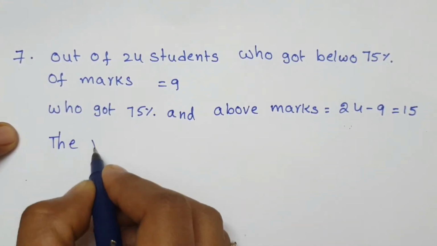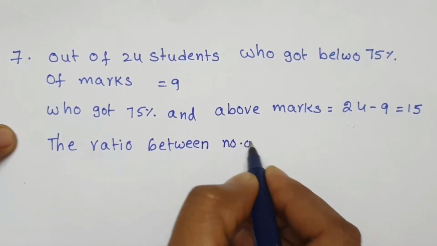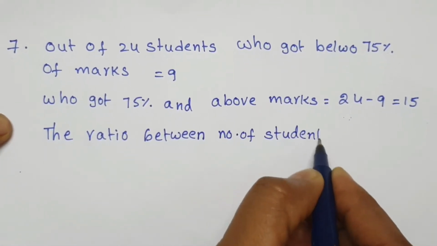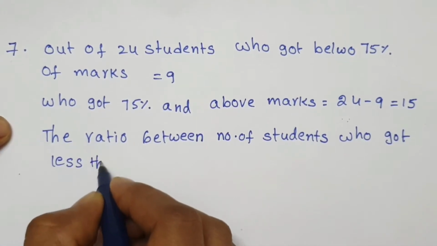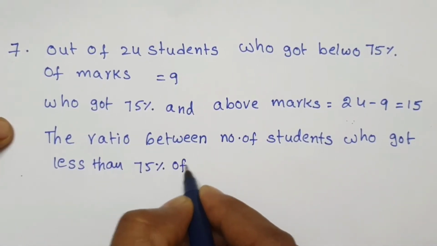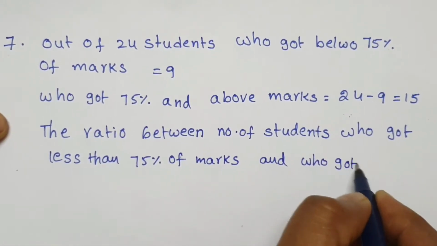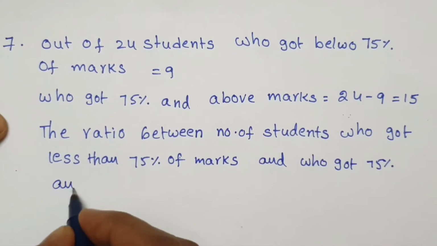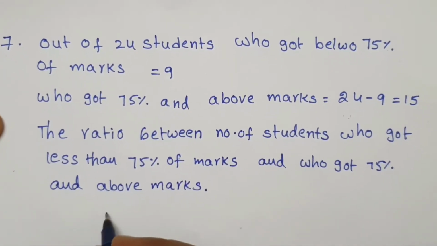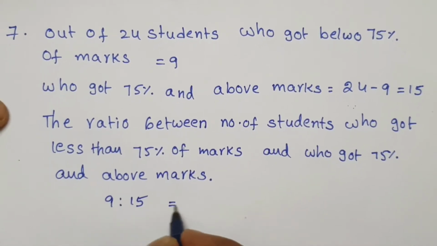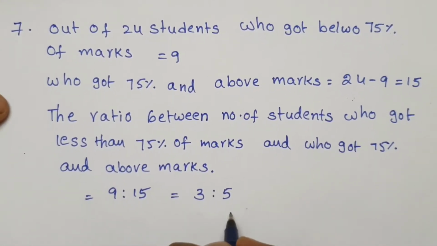Now the ratio between the number of students who got less than 75% of marks and who got 75% and above marks means totally 9:15. 9:15, here 3 table cancellation, 3 3s, 3 5s, means 3:5. Answer, 3:5.